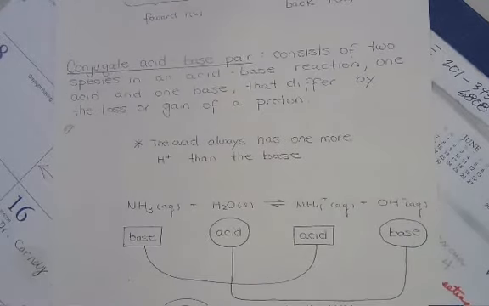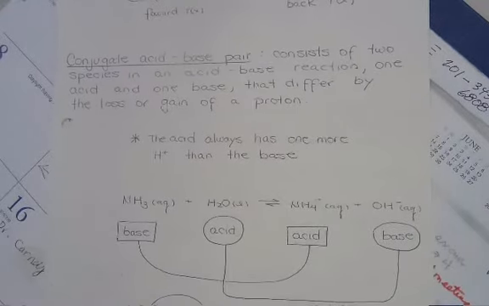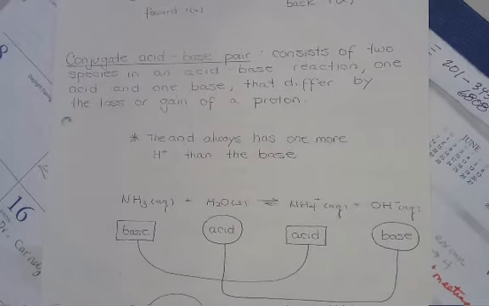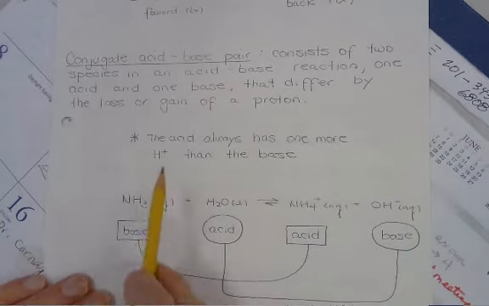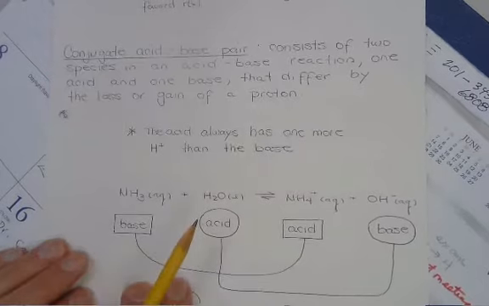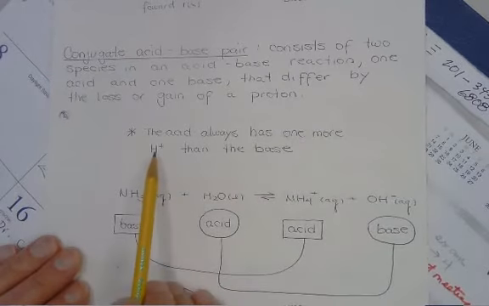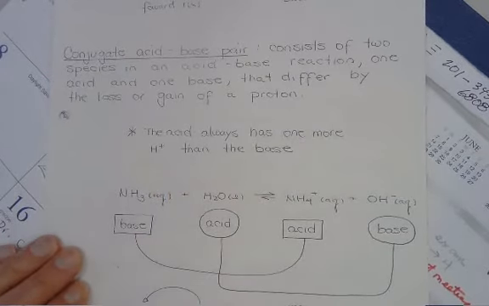Okay, so let's take a look at it. I did my little thing with boxes versus circles to keep everybody straight. So let's go through this. The conjugate acid-base pair theory consists of two species in an acid-base reaction, one acid and one base, that differ by the loss or gain of a proton, right? Remember, a proton is a hydrogen ion. Okay, the acid, this is important, this asterisk right here, the acid always has one more H plus than the base. Okay, let's go forward.